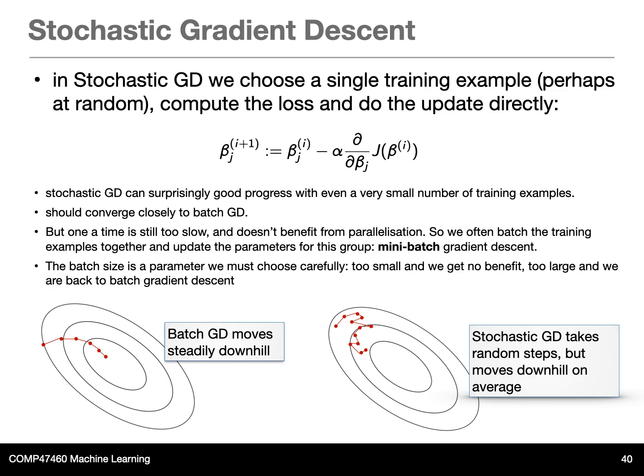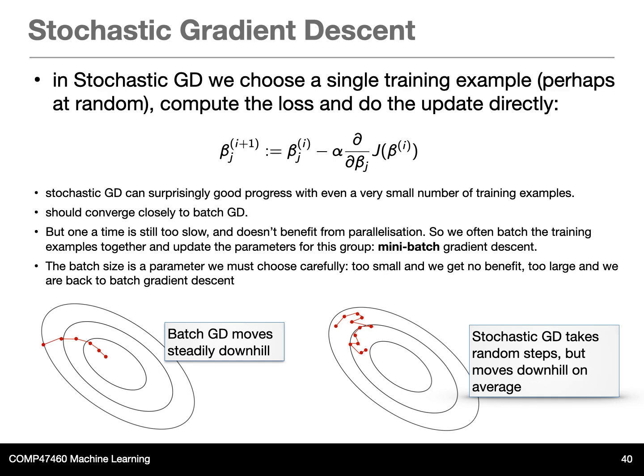The surprising thing about stochastic gradient descent is that it can make extremely good progress with a very small number of training examples. Ultimately, it should converge to the result that batch gradient descent does. In practice, we find that updating one example at a time doesn't allow us to take full benefit from parallelization. So instead, we take batches or groups of training examples together, update this little batch in a group, and then repeat for a new batch. This is called mini-batch gradient descent.